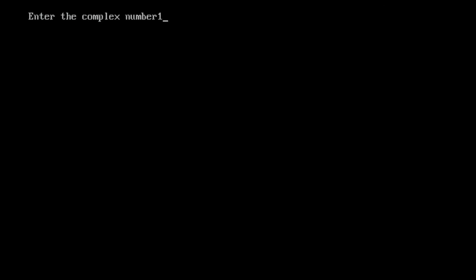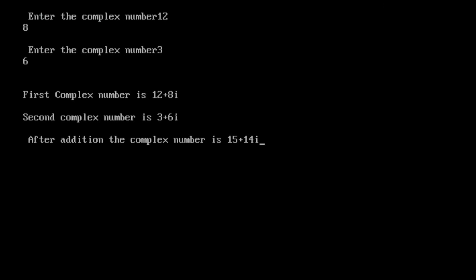Enter the complex numbers. Here the complex number is 12 plus 8 iota. The second complex number is 3 plus 6 iota, and after addition the complex number would be 15 plus 14 iota, that is 12 plus 3 is 15, and 8 plus 6 is 14. The real part is added to the real part and the imaginary part is added to the imaginary part.